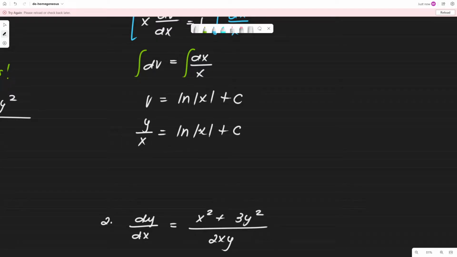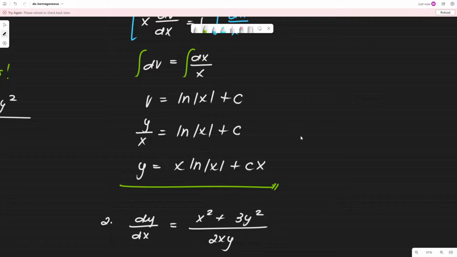So, multiply lang natin si x sa right side para ma-isolate natin yung y. So, we have y is equal to x ln x plus cx. This is our answer. Okay, this is our general solution to the said differential equation. So yun, that's how we do homogeneous coefficients na FODEs.